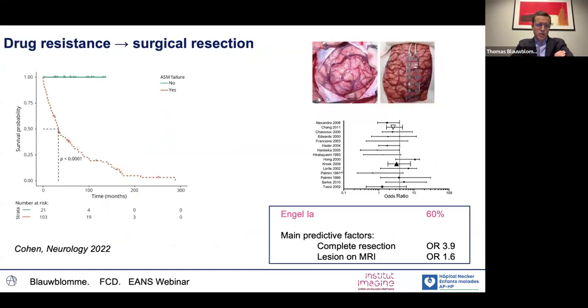So talking about strategies, all these focal cortical dysplasias lead to drug resistance. This is really a hallmark of malformation of cortical development. Generally, within 1 year after diagnosis, drugs will fail. So surgery is clearly indicated in this patient, but as you can see, overall follow-up at 5 years is only around 60% of patients who will be seizure-free, with predictive factors being complete resection and the presence of a lesion on the MRI.